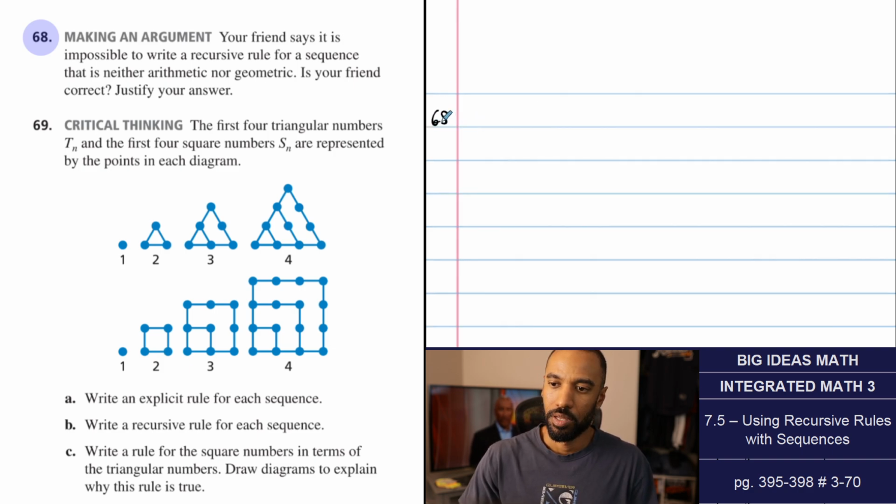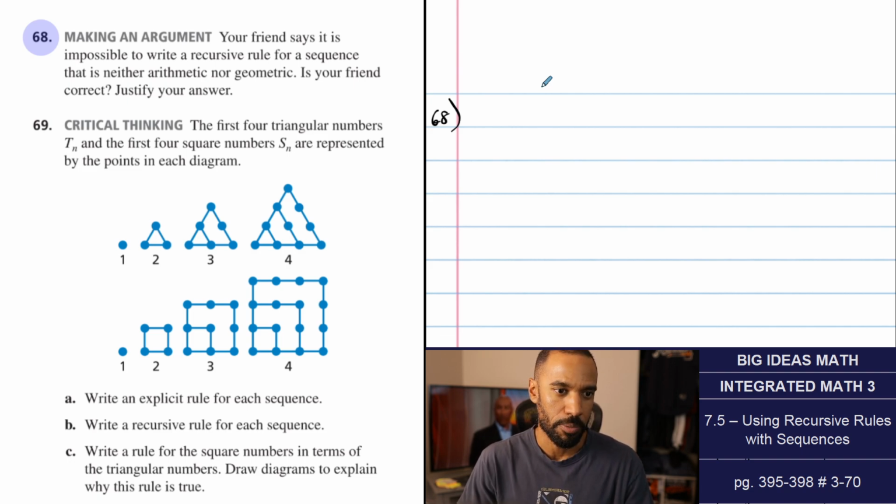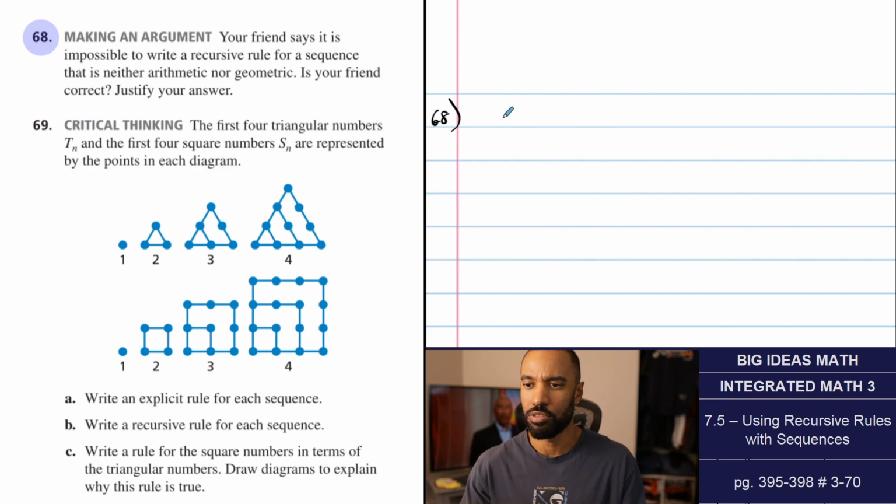Okay, number 68. Making an argument. Your friend says it's impossible to write a recursive rule for a sequence that's neither arithmetic nor geometric. Is your friend correct? Justify your answer. Of course not. We did a bunch of these things. One is the Fibonacci sequence.